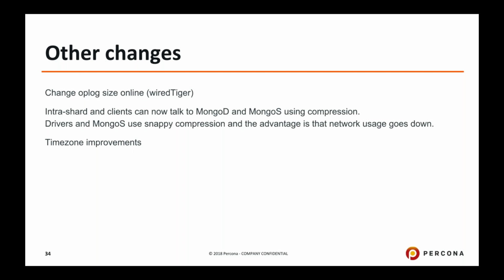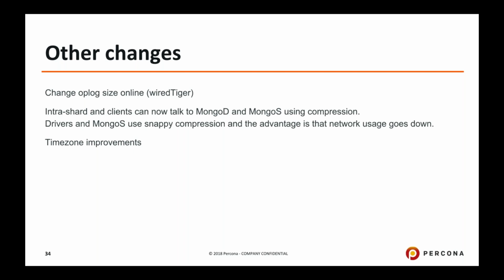We do have intra-shard and client compression. Before 3.6, we had intra-shard compression, but now we can have a client talking to a mongod or a mongos using compression. This can use snappy compression to save network throughput. So you can use less network to have the same result, the same answer. It's kind of having WiredTiger compression through the wire. So you have the document in memory, which is not compressed, but the answer can go to the client as compressed data.